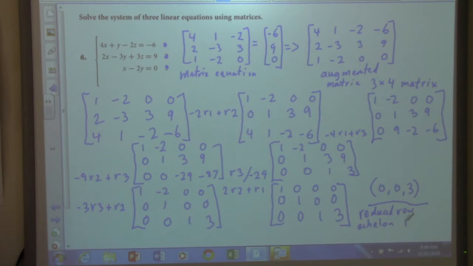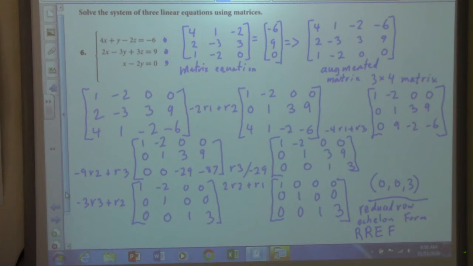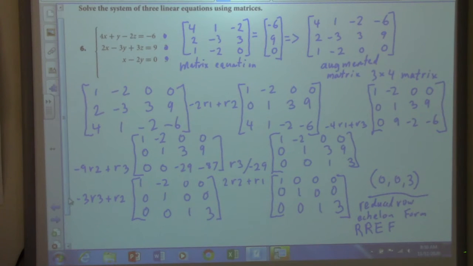And there's an abbreviation for reduced row echelon form too, and I'll give it to you here. It's called RREF. RREF is an acronym for reduced row echelon form. I tell that to you because that's important. We're going to use that on our calculator here in a couple of minutes. All right? Calculator.